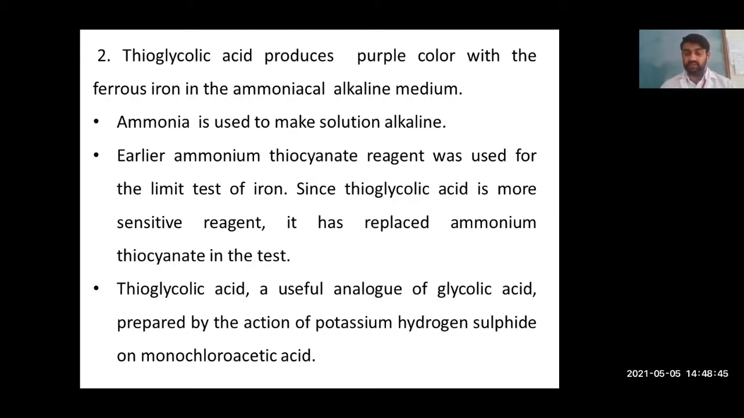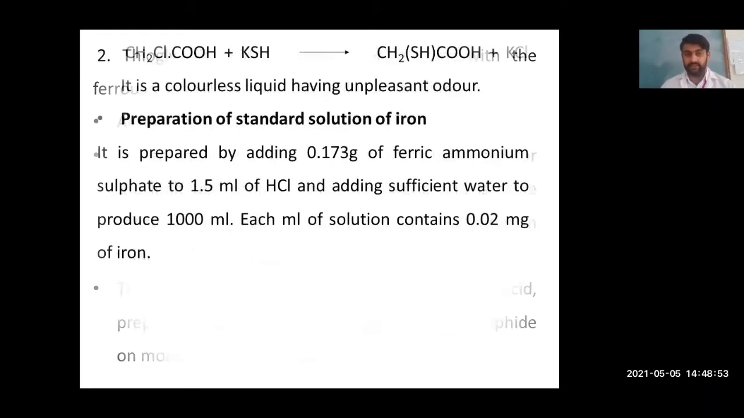Thioglycolic acid is a sulfur analog of glycolic acid and is prepared by the action of potassium hydrogen sulfide on monochloroacetic acid. This is the preparation of thioglycolic acid. We have chloroacetic acid and potassium thiocyanate. It is giving you thioglycolic acid and potassium chloride. It is a colorless liquid having an unpleasant odor.